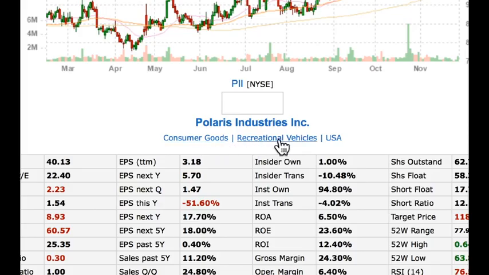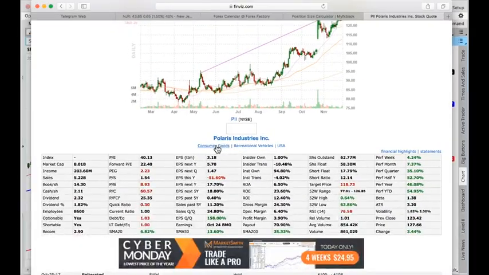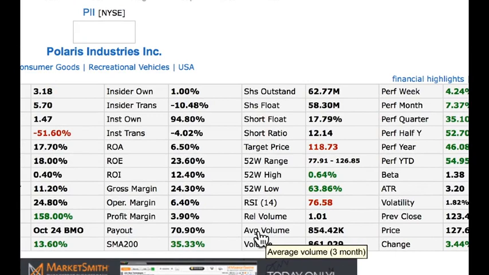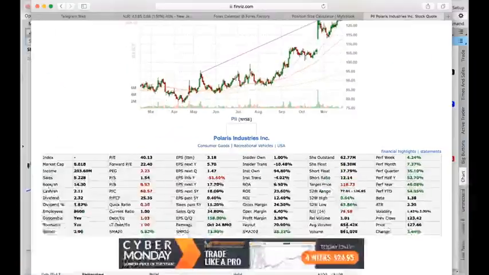under recreational vehicles industry. So I want to ensure that the sector and the industry are on an uptrend, okay, ideally. If not the industry, at least the sector. Now over here, I can also check the average volume. As you can see, the average volume is 854,000 shares traded. That's well above the 150 to 200,000 shares criteria that we have. So it's a high volume stock. It meets the volume criteria, right?